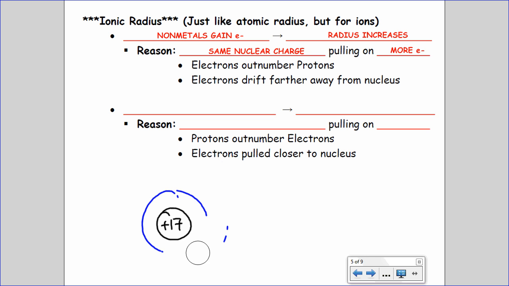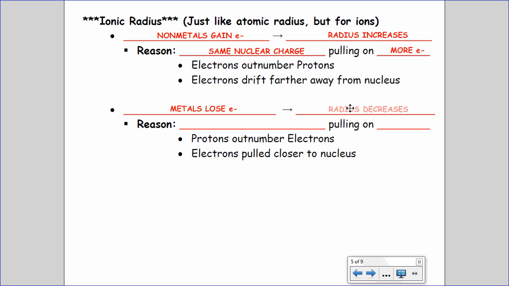Now, let's finish that up. Electrons outnumber the protons, so electrons drift farther away from the nucleus. Metals tend to lose electrons, and the radius decreases. If you lose an electron on the outside ring, you get smaller. The reason is that you have the same nuclear charge pulling on fewer electrons. It's like a tug of war. You have the same amount of positive in the middle, less negative on the outside, so they pull at each other a little bit more. It kind of contracts in, pulled close to the nucleus.